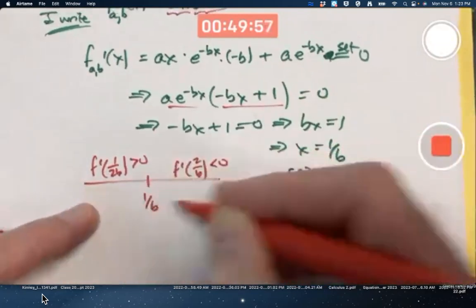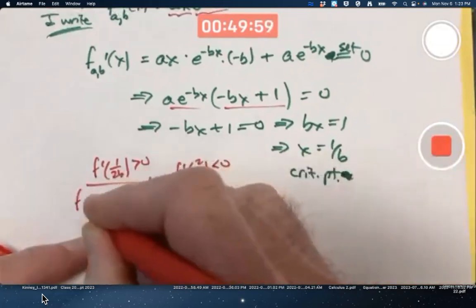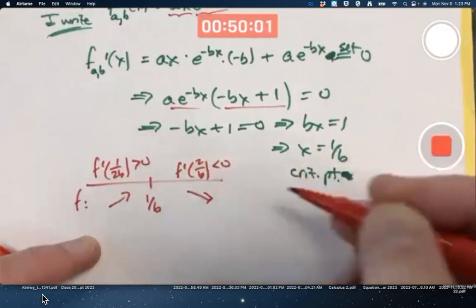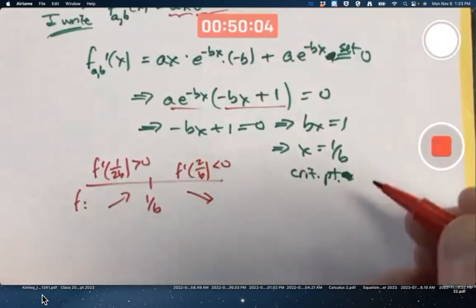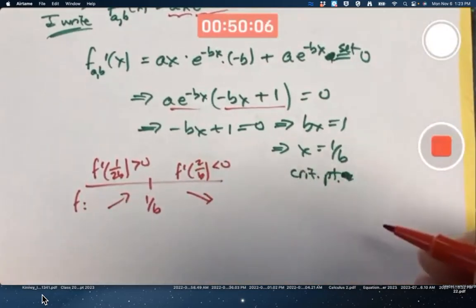Actually, I usually put these below the number line. F itself must be increasing here and decreasing here. So it's got to be a local max at this critical point, as long as b is positive, evidently.